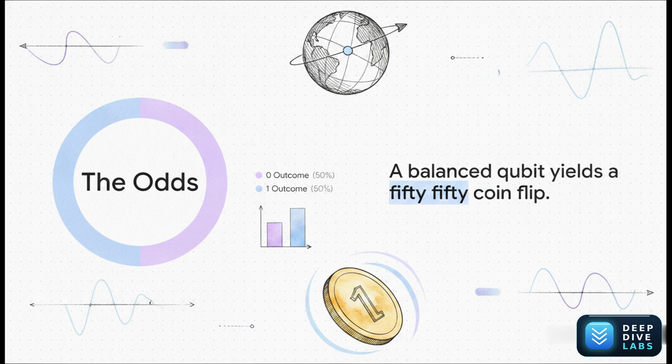If you tilted the arrow so it leaned mostly toward up, then when you look, you'll very likely get a 0. But not always. If you balance the arrow right at the equator of our globe, perfectly sideways, you get a true 50-50 coin flip. Half the time you'll measure a 0, half the time a 1. The leaning of the arrow doesn't tell you the final answer. It tells you the exact probabilities of each possible answer.